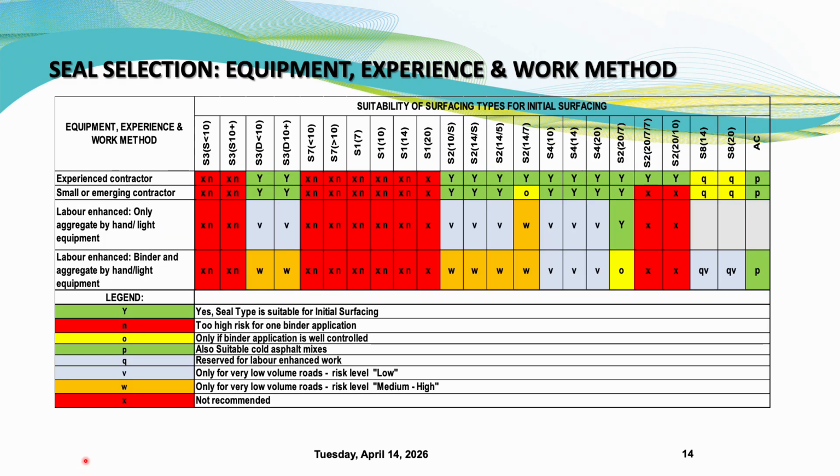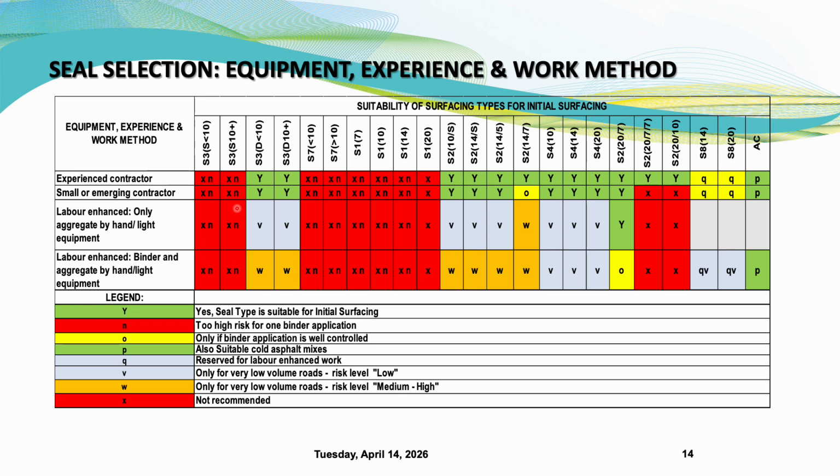Moving on to equipment, experience and work method. Do you have an experienced contractor or not? It's indicated here. If you've got an experienced contractor, most of the seals from the double seals right down to the Cape seals can work, with quite a number of exceptions. N means too risky for one binder application. It's too risky, not too high risk. The color is also red, but remember we've got an N, an X and an N in there.